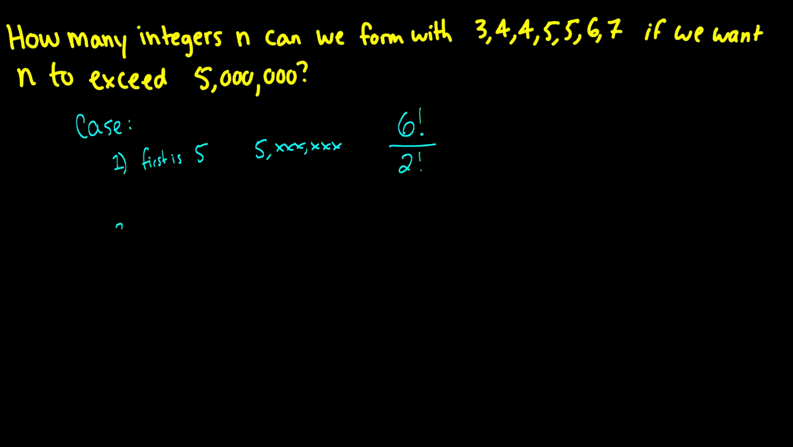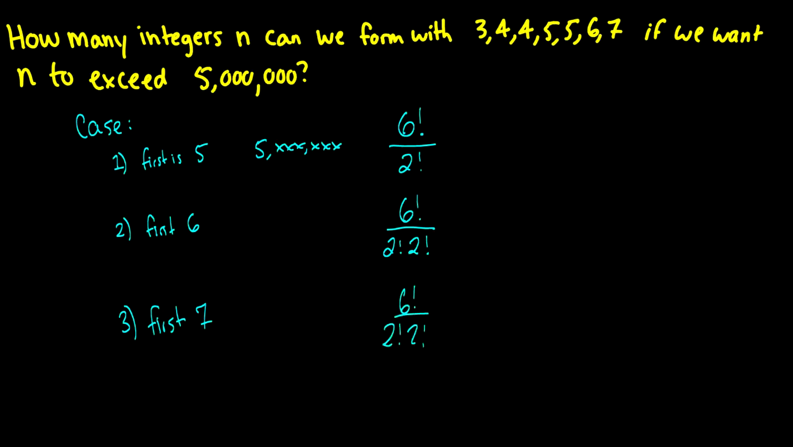Okay, so case 2, what if we start with a 6? Well, this is about the same thing, so we have 6 factorial total ways to arrange the remaining 6 numbers. Except this time we have double 4s and double 5s, so we have to divide by 2 factorial twice. And that'll cover all of the cases that this number starts with a 6. And then the last one is the case where the first number is a 7, which actually has the same result as the 6. So now we have to add them all up together.